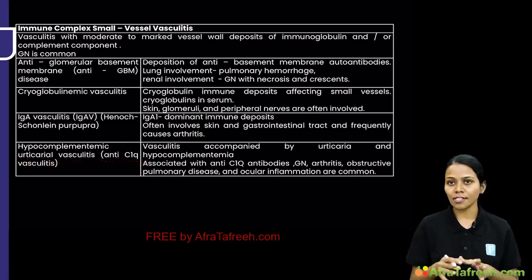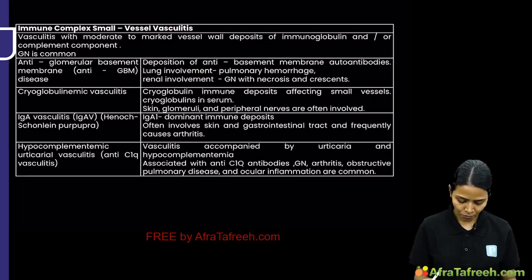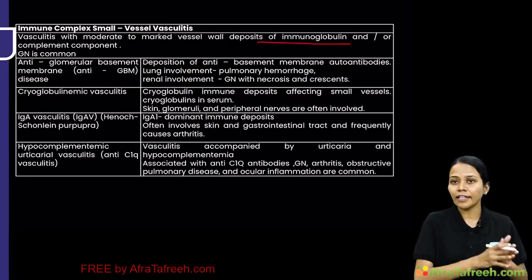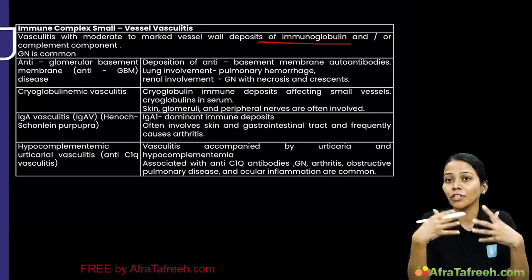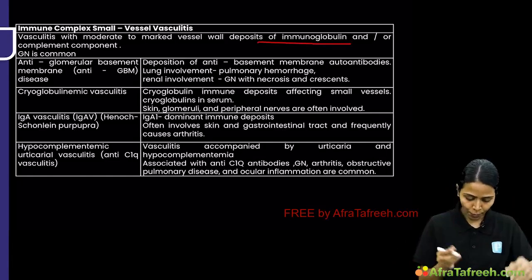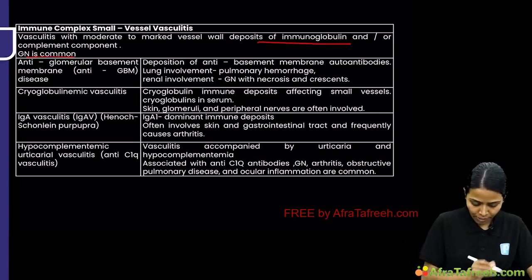Okay, so this is the second section, which is immune complex. Among immune complex vasculitis, you see vessel wall deposits of immunoglobulin, moderate to marked. In ANCA vasculitis, there were no deposits of immunoglobulin, but here there are deposits of immunoglobulin, okay? And glomerulonephritis is common.